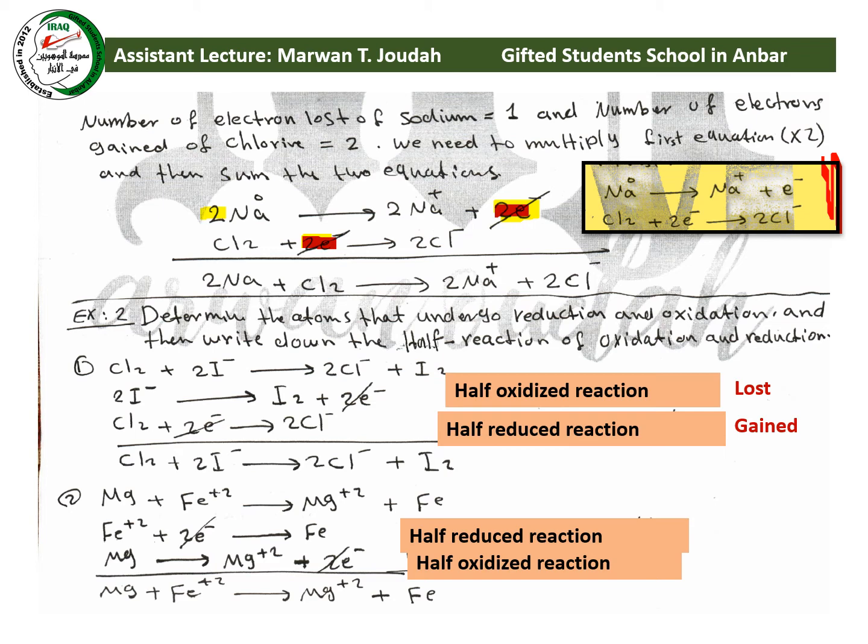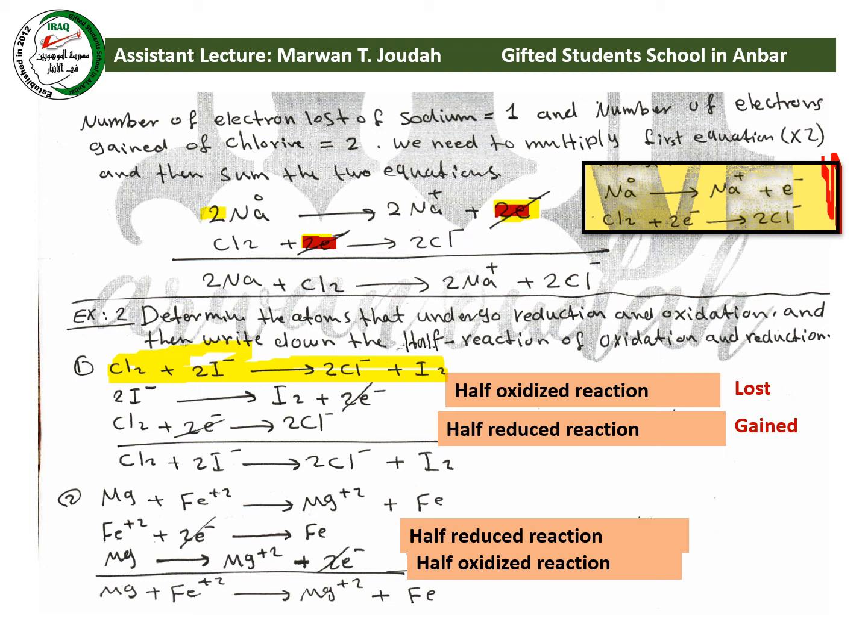Okay, so this is the last example for today's lecture. Determine the atoms that undergo reduction and oxidation, and then write down the half reactions of the oxidation and reduction. So first of all, we have this equation, and we will talk about it. What it requires from us here is to do the half oxidation reaction and half reduction reaction. So for this one, it's reduced. The other one is oxidized.